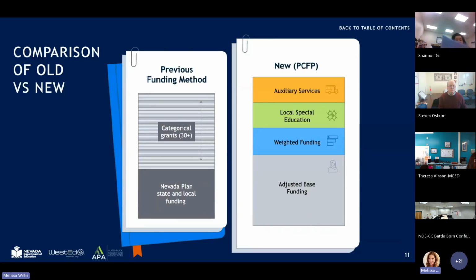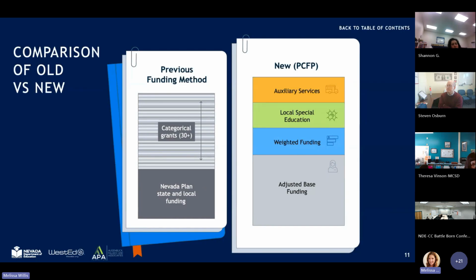Education funding in Nevada and through the Nevada Plan included over 30 categorical funds with specific intended uses. The PCFP consolidates many of those categorical funds into one consolidated education funding plan. The transition to the PCFP moves Nevada's structure for education funding from a defined spending plan to a more flexible funding plan based on student needs.